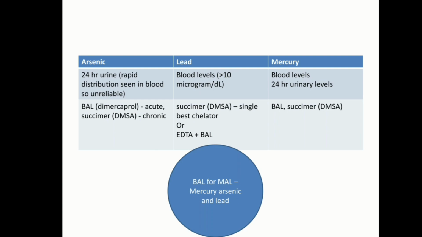For arsenic we check urine, for lead we check blood level, and for mercury we can check both blood and urine. And treatment for arsenic is British anti-lewisite or dimercaprol in acute toxicity, and succimer or DMSA in chronic toxicity. For lead, succimer is the single best chelator, or we can use EDTA plus BAL. For mercury we can use BAL or succimer. Again, remember this mnemonic: BAL for mal, that is British anti-lewisite for mercury, arsenic, and lead.